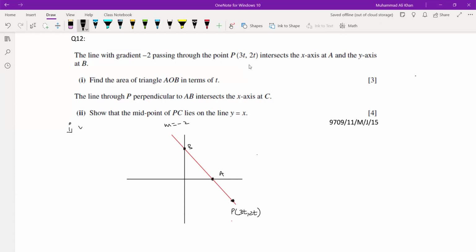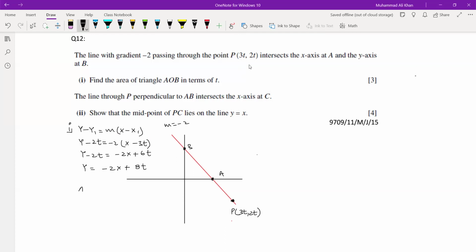So no issues. I'm using the formula y minus y1 equals m times (x minus x1). So y minus y1 is 2t equals m, which is minus 2, times (x minus x1, where x1 is 3t). So y minus 2t equals minus 2x plus 6t, and y equals minus 2x plus 8t. This is the equation of the line.